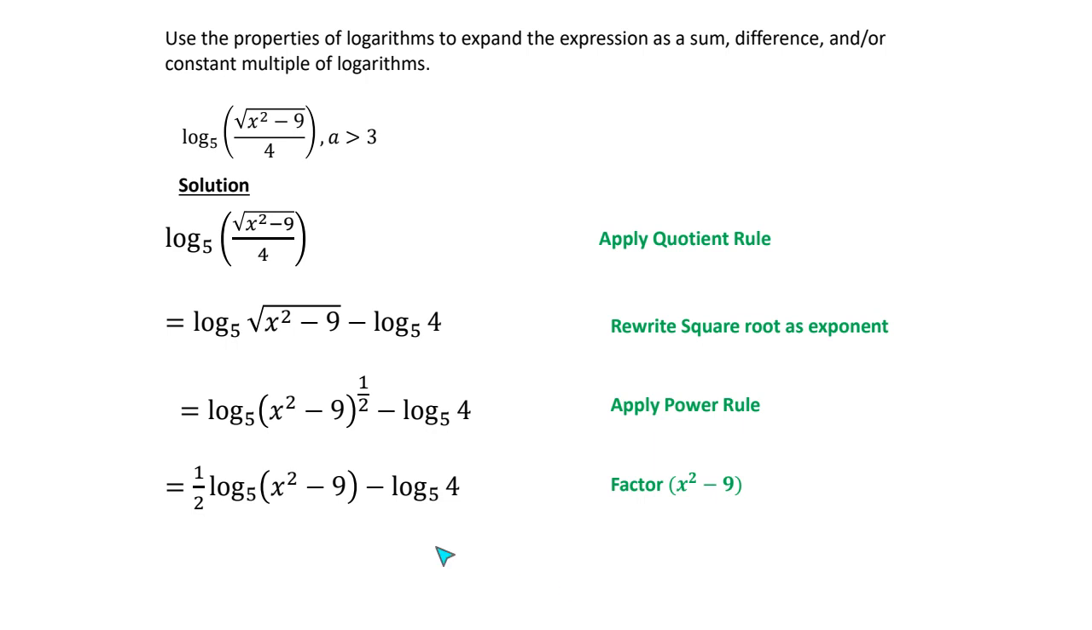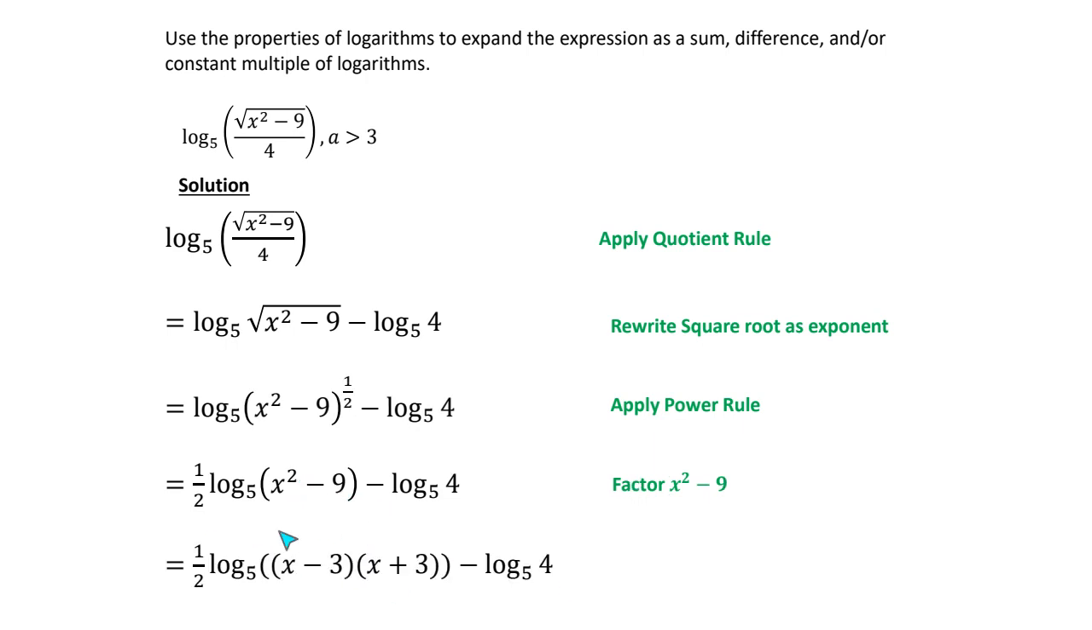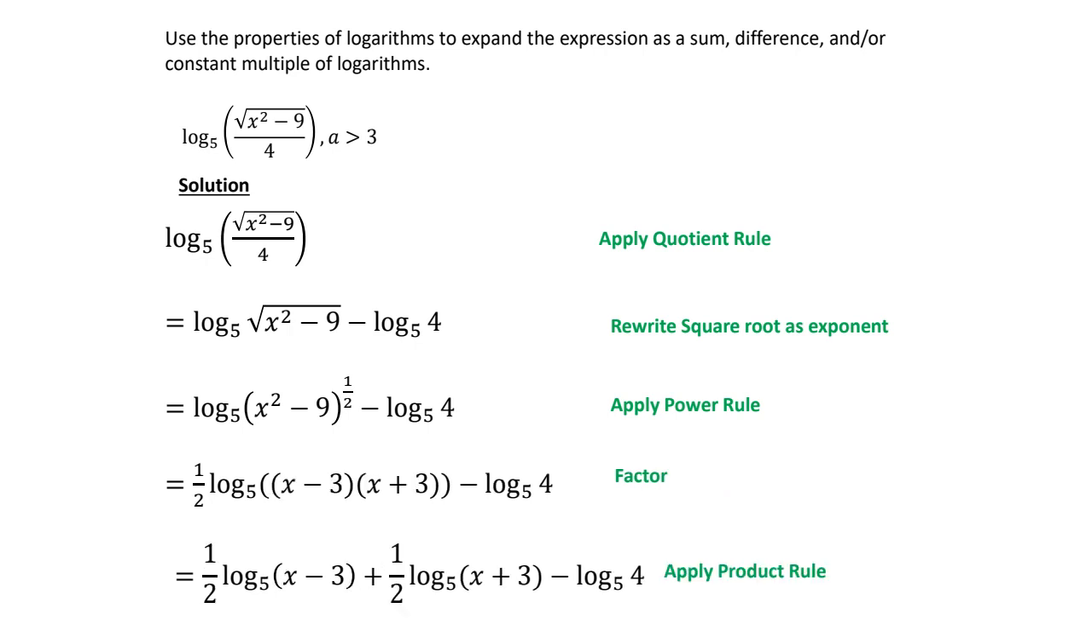Well, we can factor x squared minus 9. So let's go ahead and do that. x squared minus 9 is x minus 3 times x plus 3. These are being multiplied, so we can separate using the product rule, which means we can separate them with addition. Now the half belongs to both of these, so we're going to distribute it over. So we end up with 1/2 log 5 of x minus 3 plus 1/2 log 5 of x plus 3.